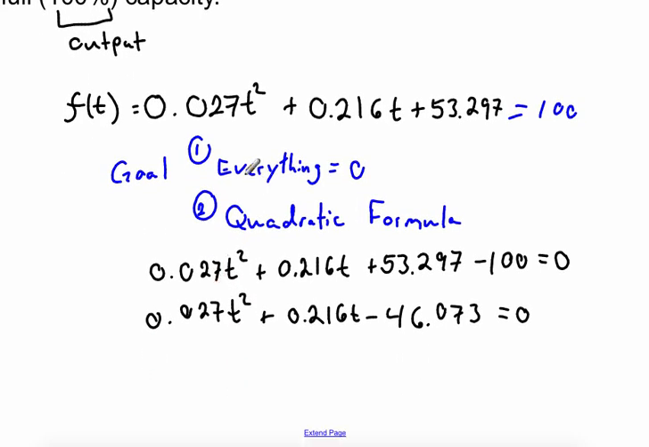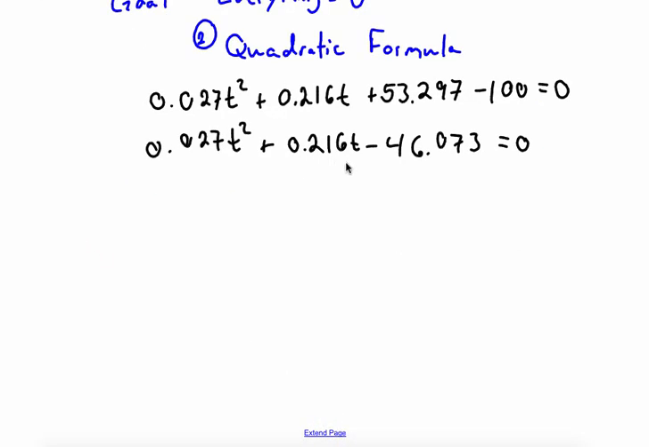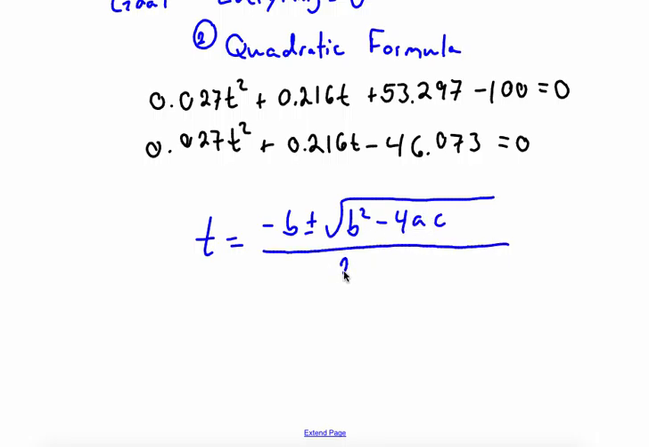So what do we do now? We're going to use the quadratic formula. So first of all, the quadratic formula states that in this case t equals negative b plus or minus the square root of b squared minus 4ac all over 2a. Those t values will give me 0. So my a is 0.027 and b is equal to 0.216. Your c is negative 46.703.